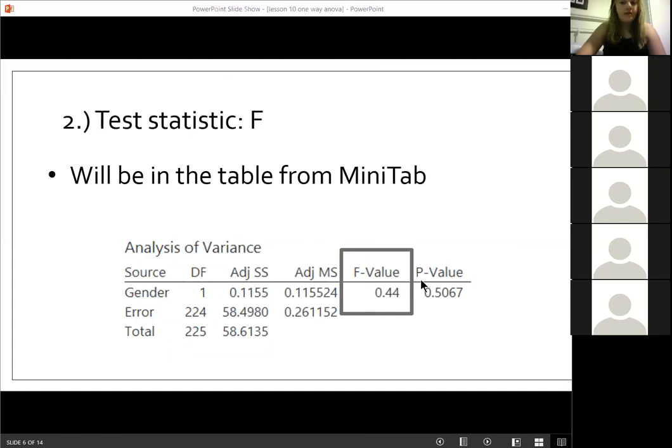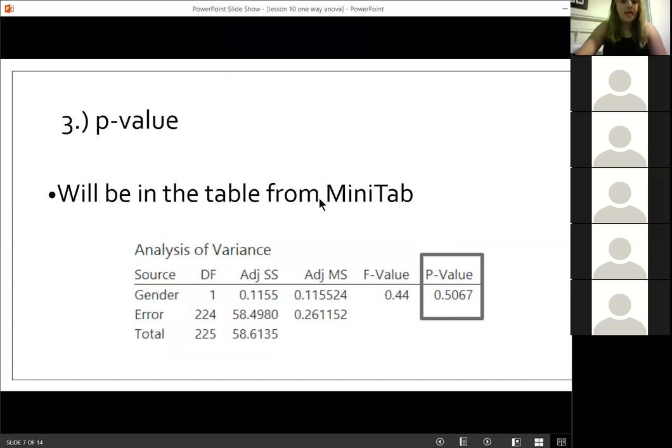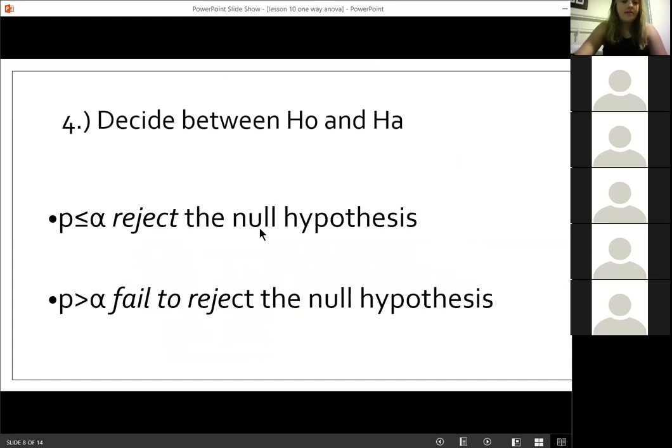And then our p-value that's associated with it will be right next to it, which is what we use in our third part. So we want to make sure we find that p-value, and that's based upon what our test statistic, the F value, was. And then based upon that p-value, you make this decision between the null and alternative hypothesis. So are you going to reject the null, or fail to reject?